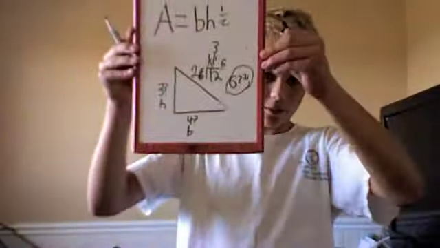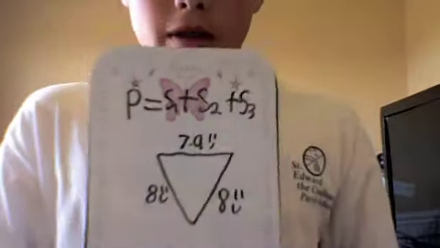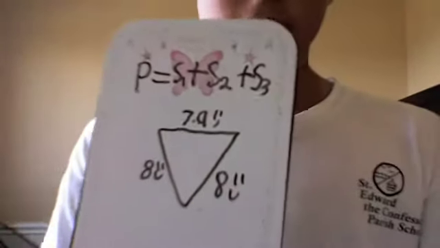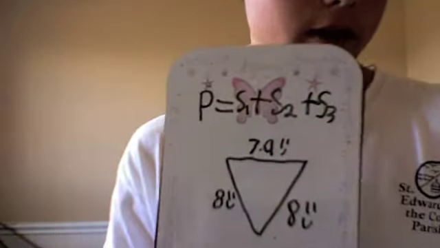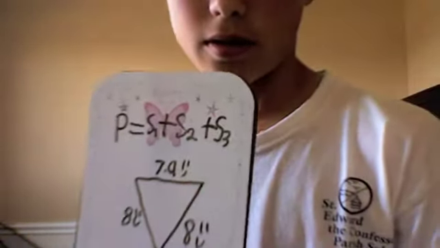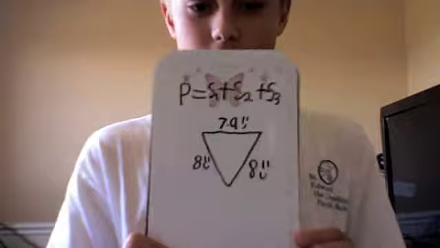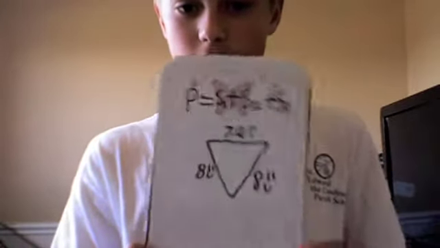So, yeah. And here is perimeter on my favorite whiteboard. Okay, so perimeter is side 1 plus side 2 plus side 3. So this is 7.9 happy plus 8 happy plus 8 more happy. And then that equals 23.9 happy, not squared.